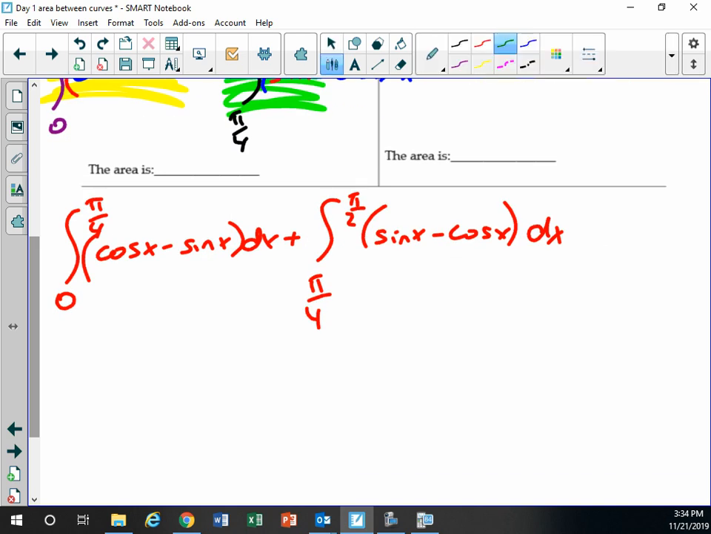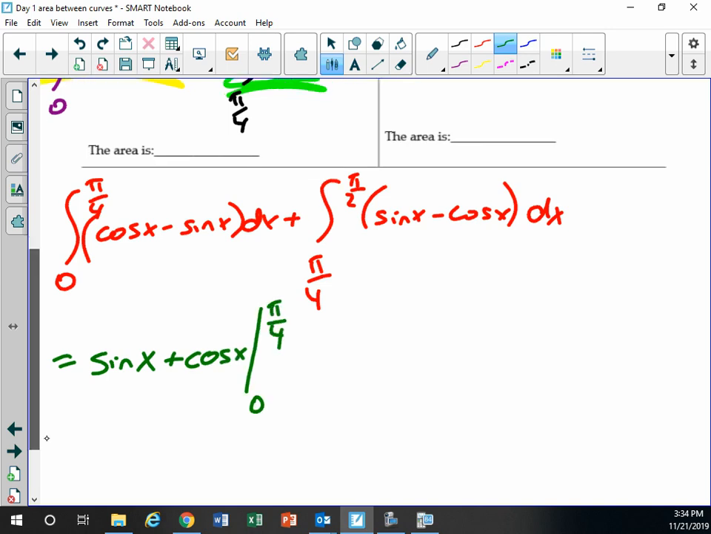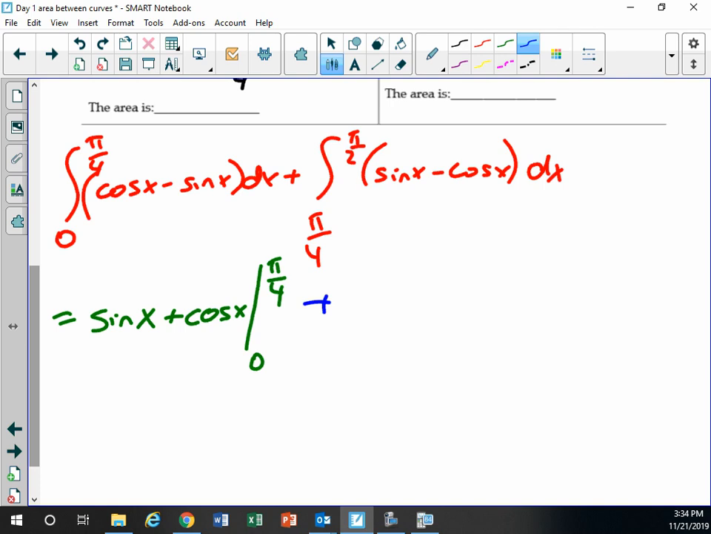For this one, the integration of cosine is sine. The integration of sine is negative cosine, which means this is plus cosine x, evaluated from 0 to pi over 4. This one, the integration of sine is negative cosine. We just talked about that. The integration of cosine is sine, so that negative is going to stay, and that's from pi over 4 to pi over 2.